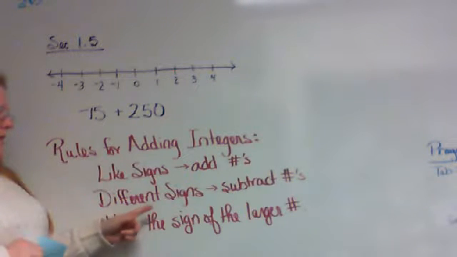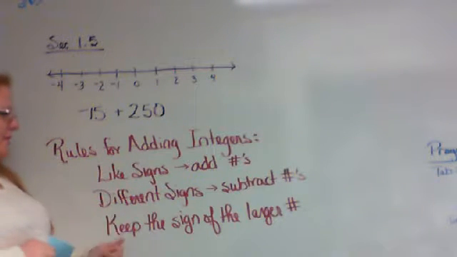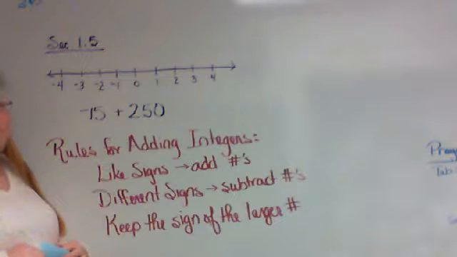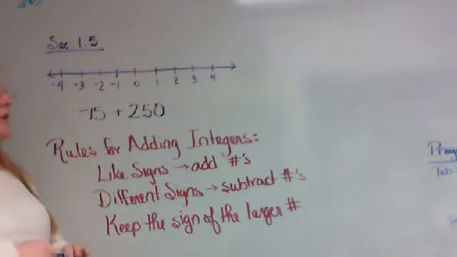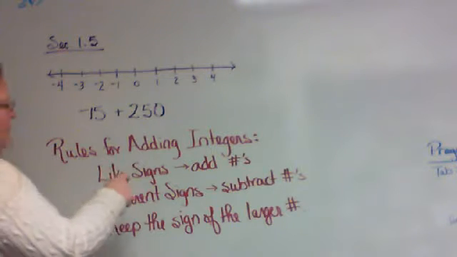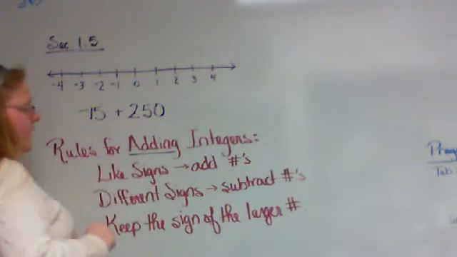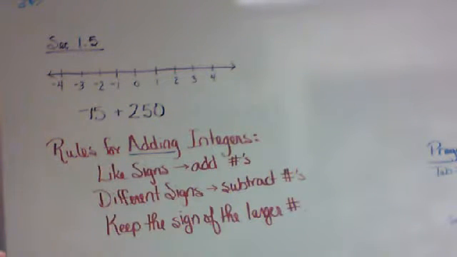If it has different signs, then you subtract the numbers and you keep the sign of the larger number. You always keep the sign of the larger number, no matter what it is. And keep in mind, these are only the rules for adding, not for subtracting integers. We'll do that tomorrow. So, let's look at some examples.